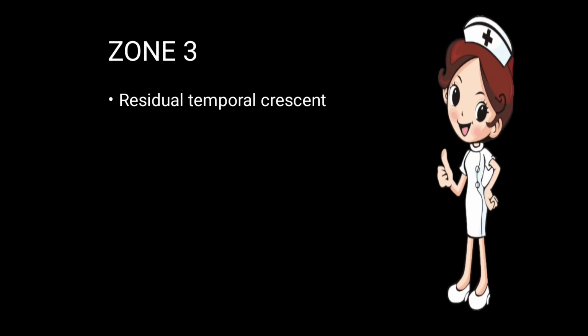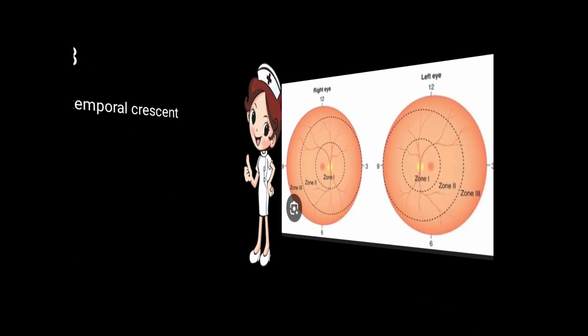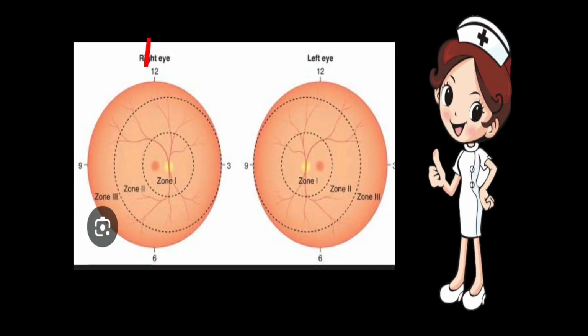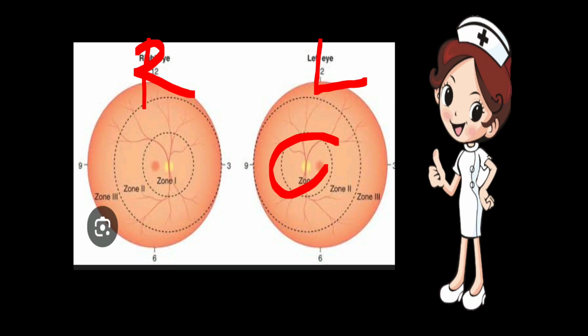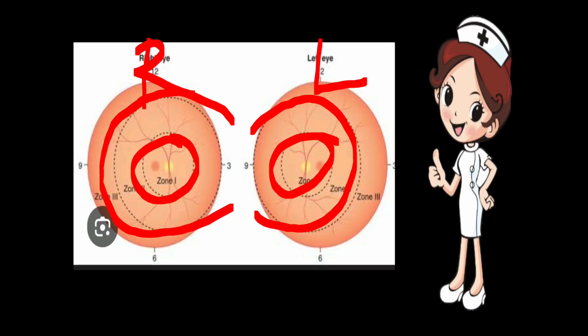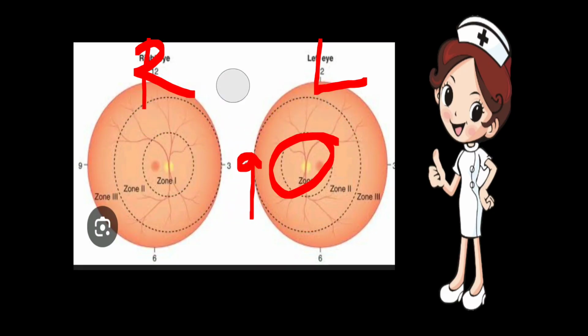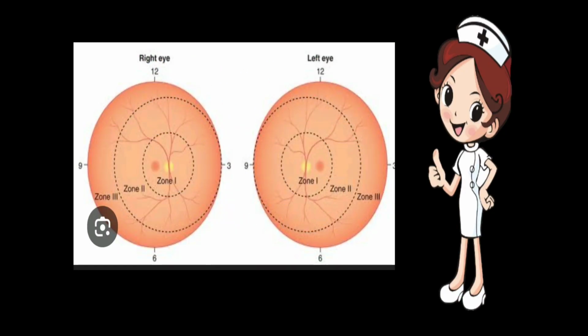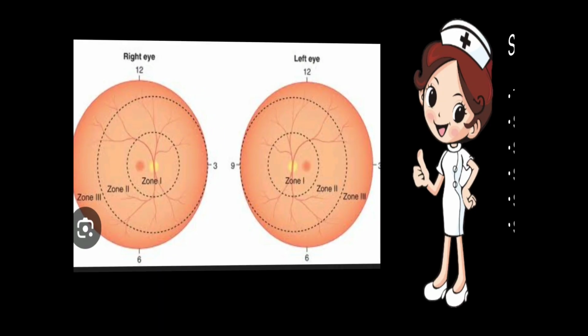Next is zone 3, the residual temporal crescent. If you can see both eyes, this one is the right eye and this one is the left eye. Zone 1 is seen in this way, zone 2, and the leftover part is zone 3. Here are the 3 o'clock and 9 o'clock. This one is the nasal side; the nose should be somewhere here. In this way the children get examined in case of ROP with proper dilation by using the speculum.